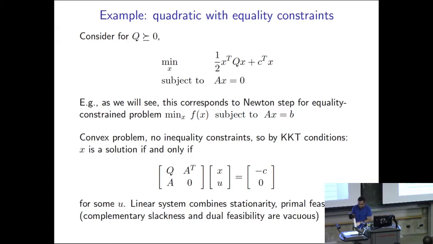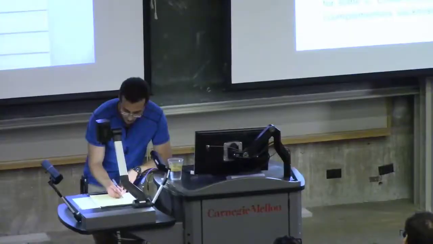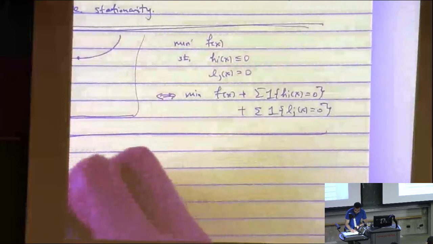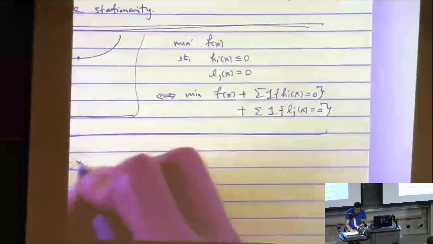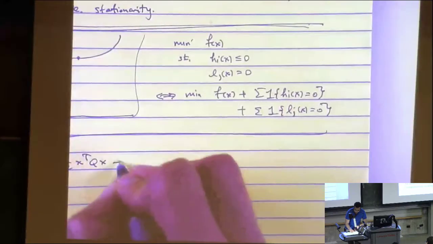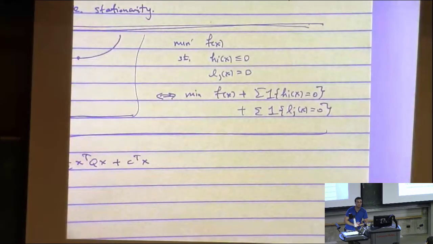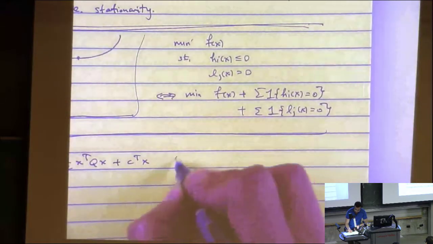So let's just brush off the rust and remind ourselves what the minimizer is without constraints. Hopefully, if we do this enough times, it'll become like second nature. So what's the minimizer of this problem without constraints? Or how do I solve this without constraints? Let's say Q is PSD. Okay, Q is strictly positive definite.